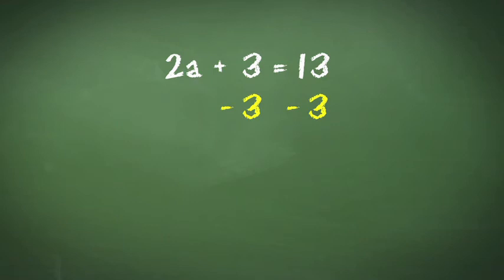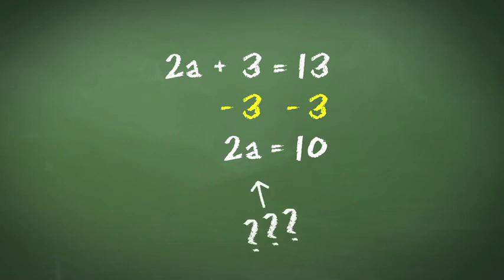This will give us 2a plus 3 minus 3, or 2a plus 0, and we don't need to write out 2a plus 0, so we just write it as 2a, equals 13 minus 3, which is 10. 2a equals 10. We have been asked in the question to solve for a.